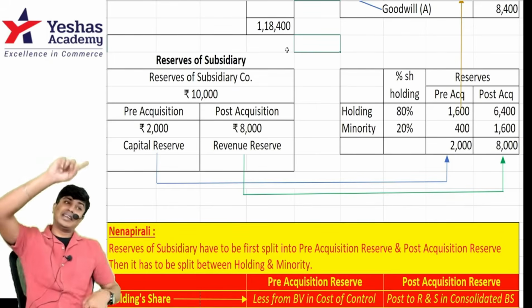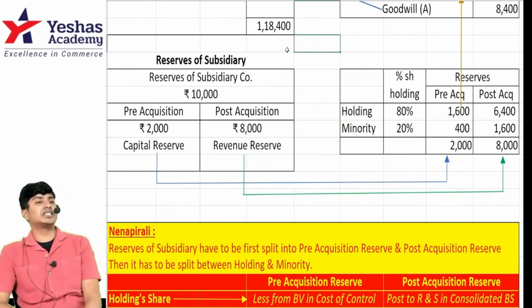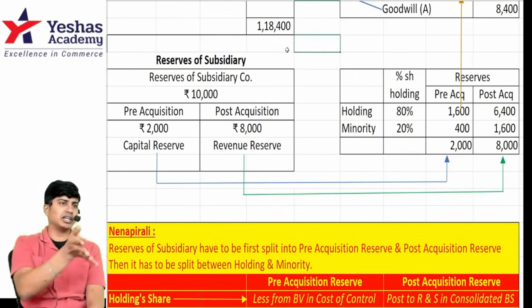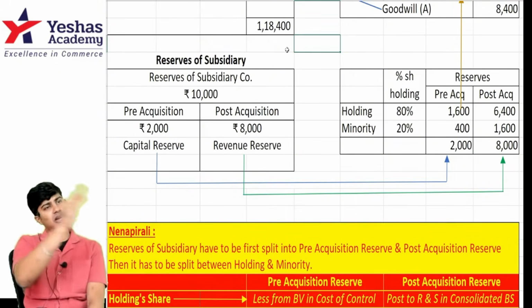We will show capital reserve and revenue reserve. We will not show it as general reserve, P&L, securities premium, capital redemption reserve. No. Reserves will be shown as capital and revenue. Reserves which were there from the time before I came, and reserves which came after I came.